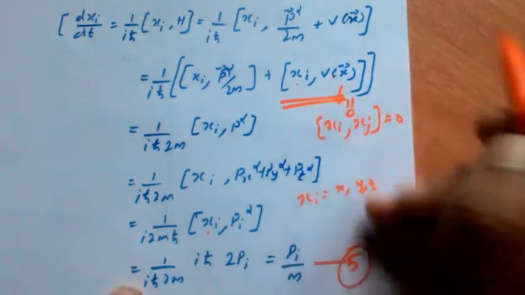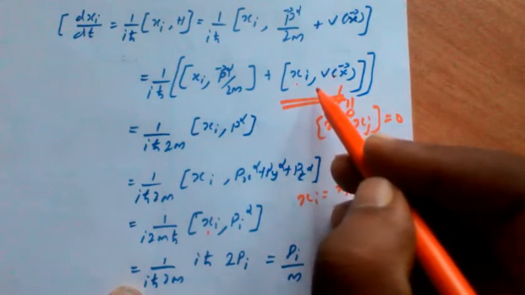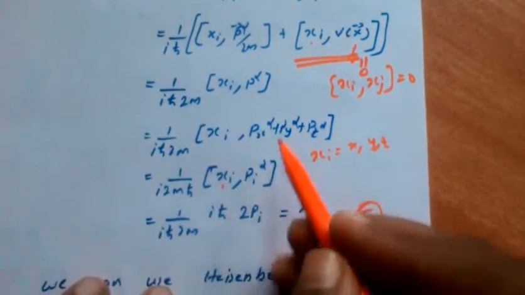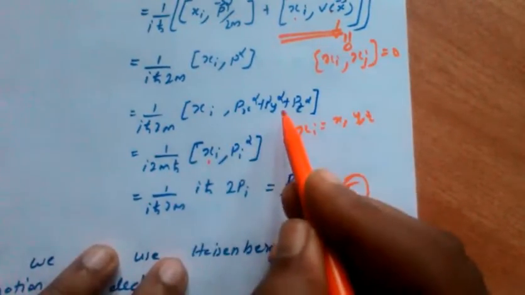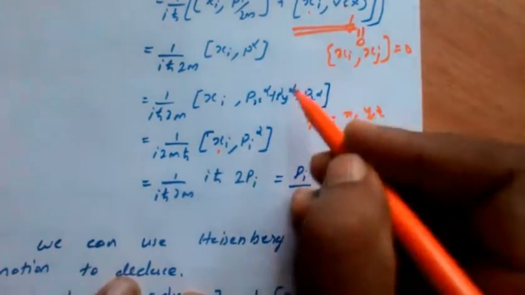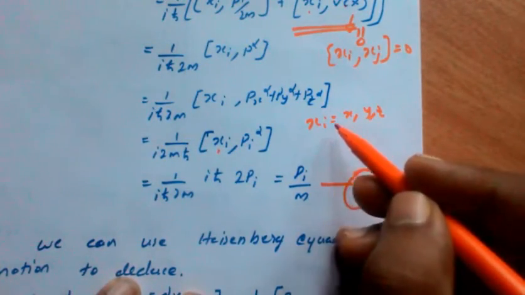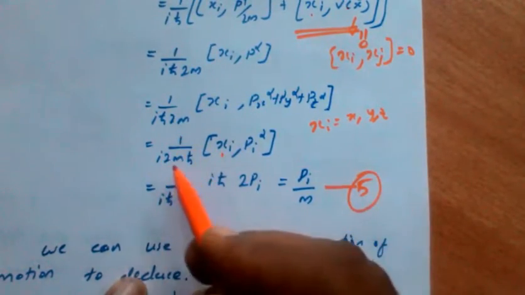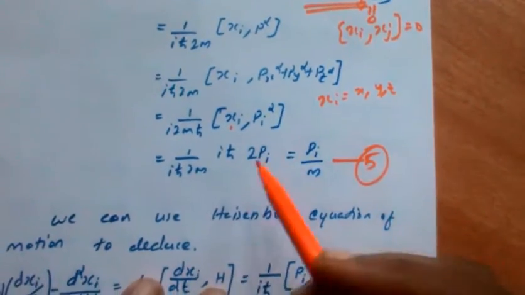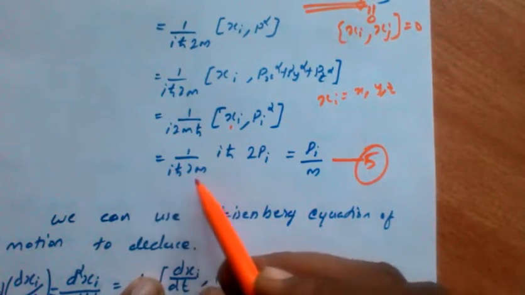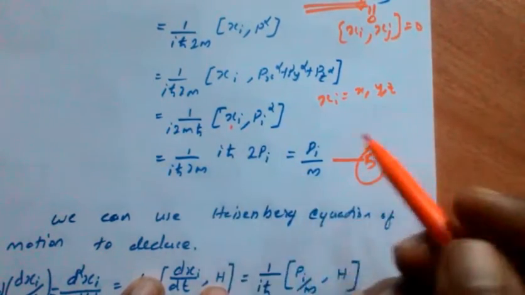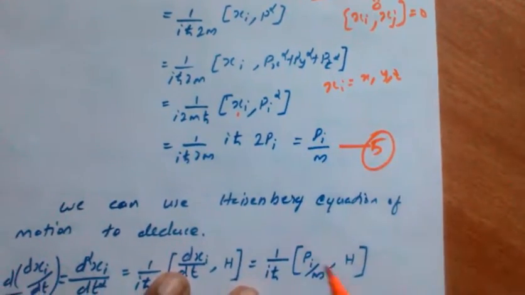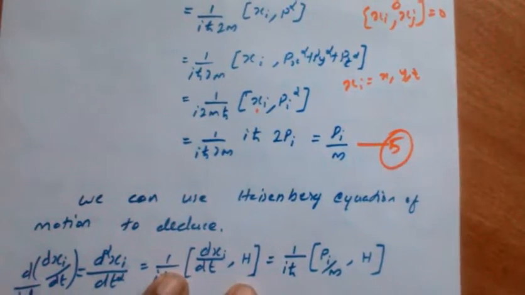The x and function of x will commute, and that will become 0. So the remaining term is Σ xi p², that is, xi pi² where the sum runs over px² + py² + pz², and xi means x, y, or z. That is 1 over iħ 2m xi pi², which equals 1 over iħ 2m into iħ 2 pi, equal to pi over m. This is equation 5.